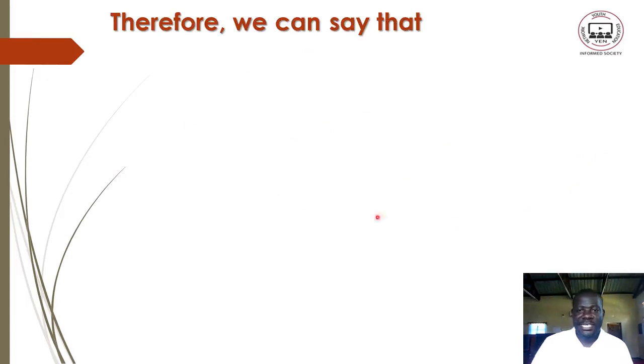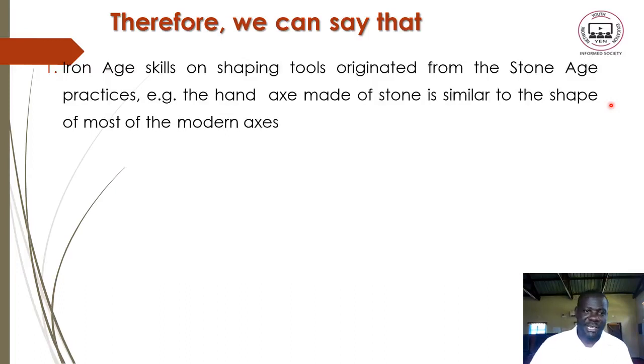So therefore, there is evidence to say these two depended on each other. Number one, Iron Age skills in shaping tools originated from Stone Age practices. For example, the hand axe made of stone is similar in shape to most modern axes. So it is evidence to say, yes, the Iron Age depended on Stone Age culture. The shape of the axes is also the same as the shape of the stone axe. So with that, we see that they depended on each other.